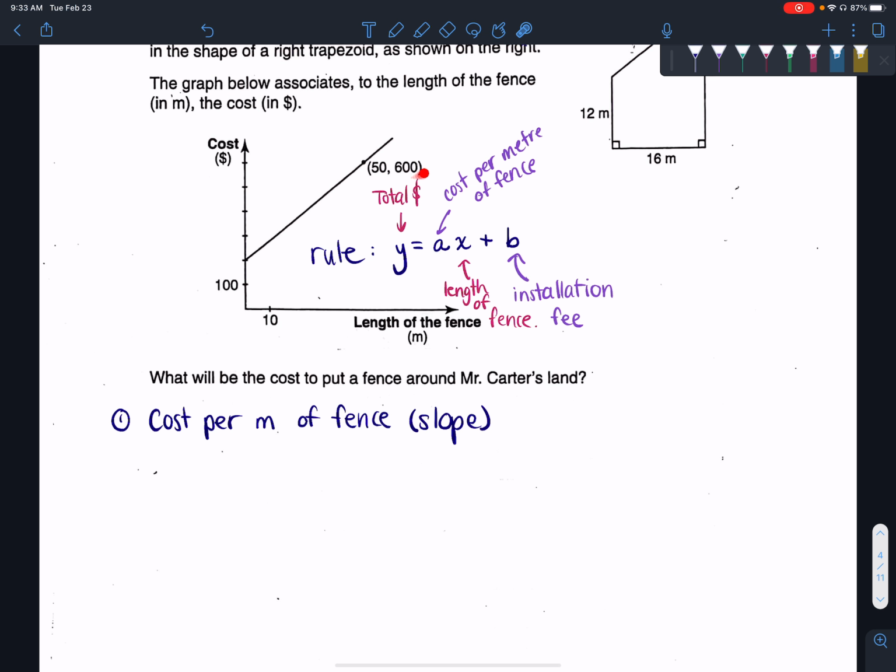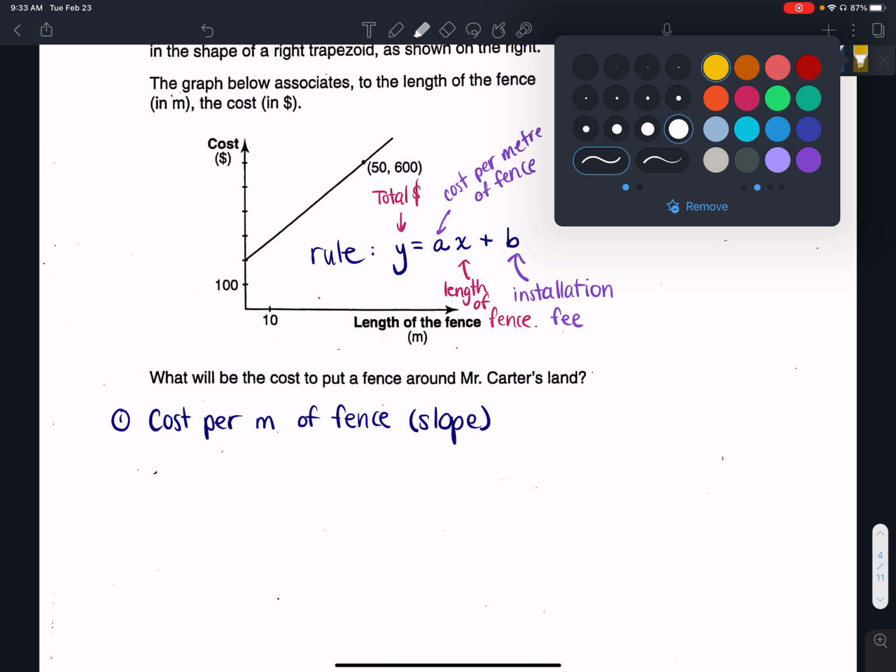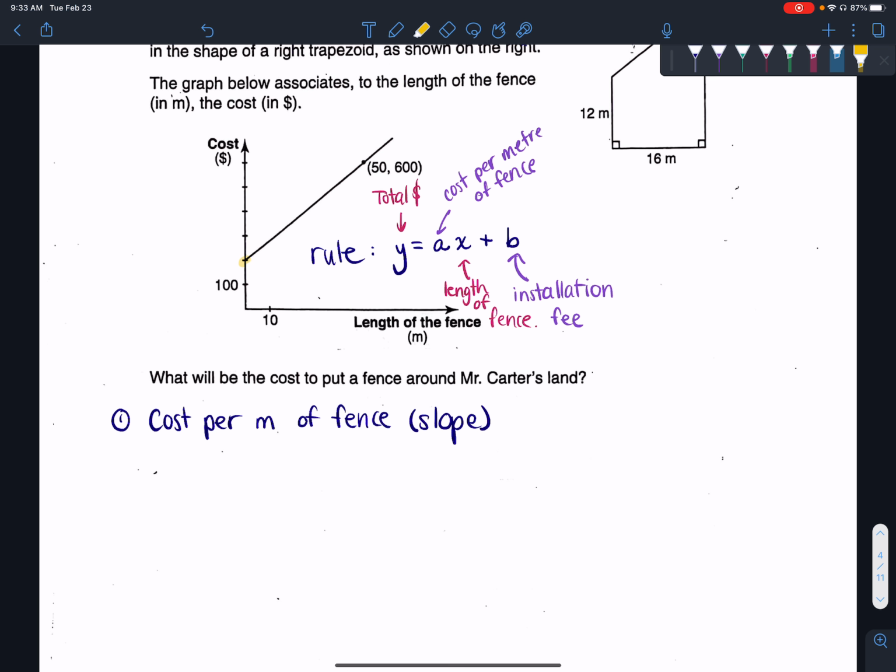We have one point. We also have another point, right over here. So we know that this is 200 on the y-axis, and it's at 0 on the x-axis. So this point right here is (0, 200). So there are two ways to do this.